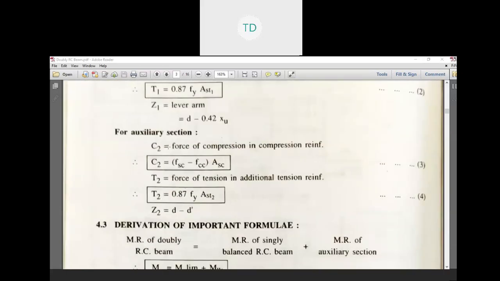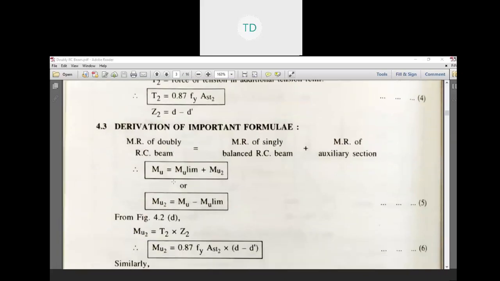Now we are going to talk about the auxiliary beam or auxiliary section, in which we have C2, the force of compression in the compression reinforcement. C2 is equal to fsc minus fcc into Asc. T2 is the force of tension in the additional tension reinforcement. That's why T2 is equal to 0.87 fy into Ast2. It is similar to T1, but the term Ast is changed. Z2 is equal to the overall depth minus the cover of the upper side.